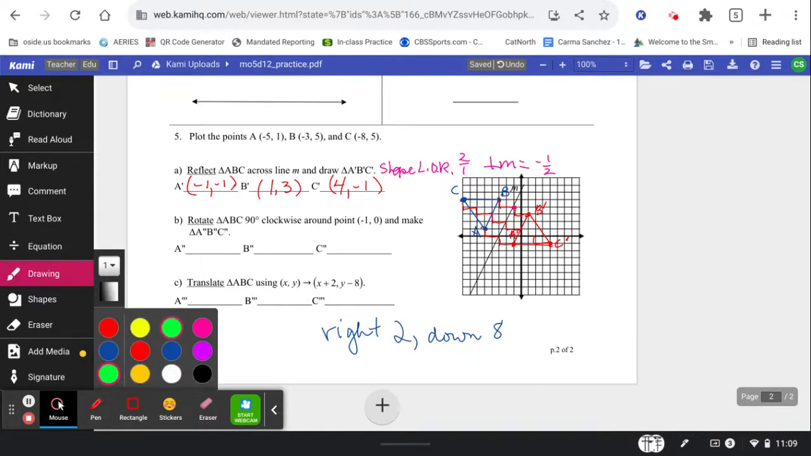I'm going to make this one purple. So B goes right 2, down 1, 2, 3, 4, 5, 6, 7, 8. This is my new B triple prime. C goes right 2, down 1, 2, 3, 6, 7, 8. And A goes right 2, down 6, 7, 8. So that's my A triple prime. It's my C triple prime. And let's connect our beautiful triangle.